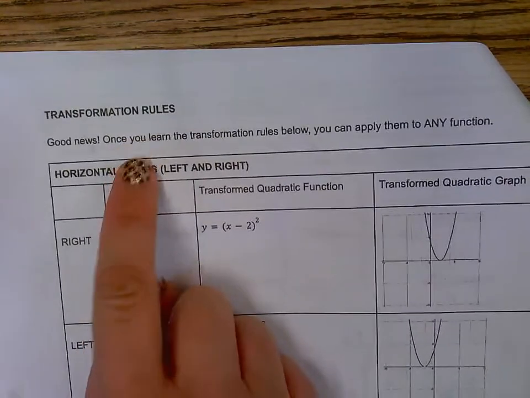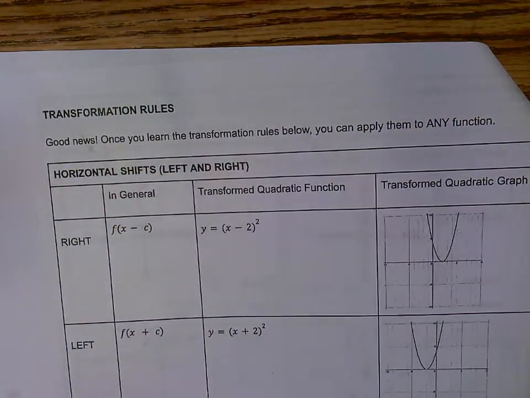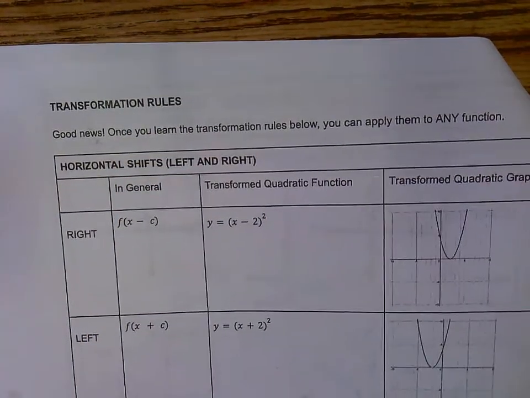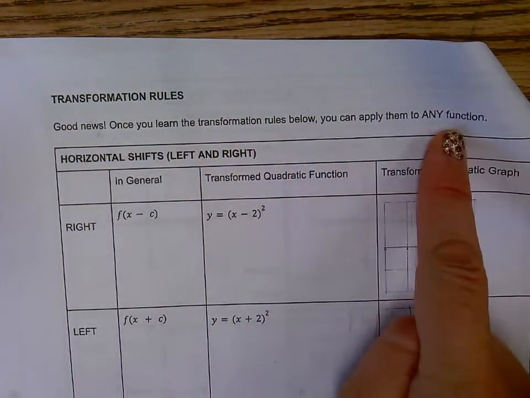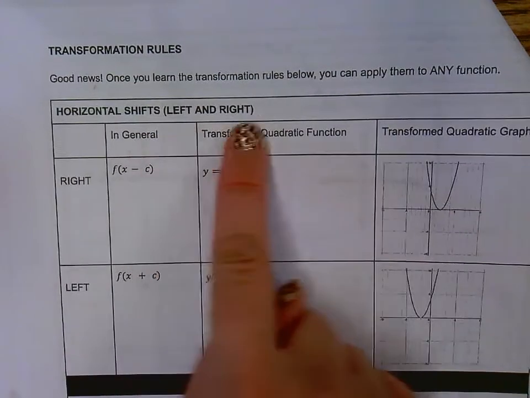Just flip over to the back page and you should see transformation rules in the resources. I need to number this like R6 or whatever it is. Okay, so it says once you learn transformation rules, you can apply them to any function. Here's how you go left and right, right?